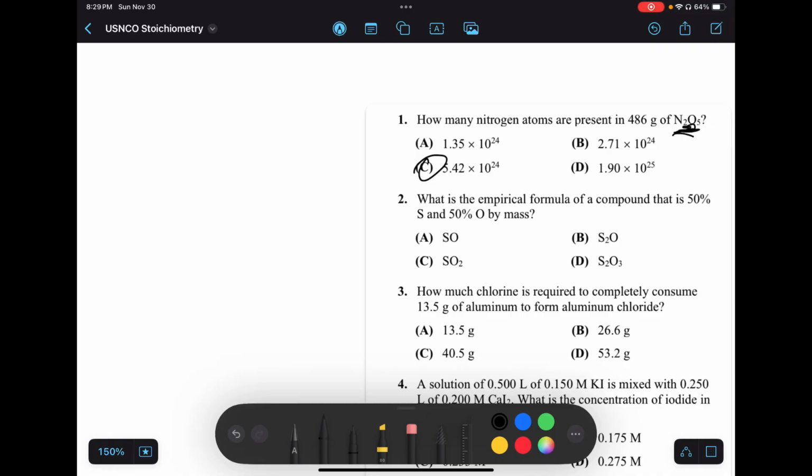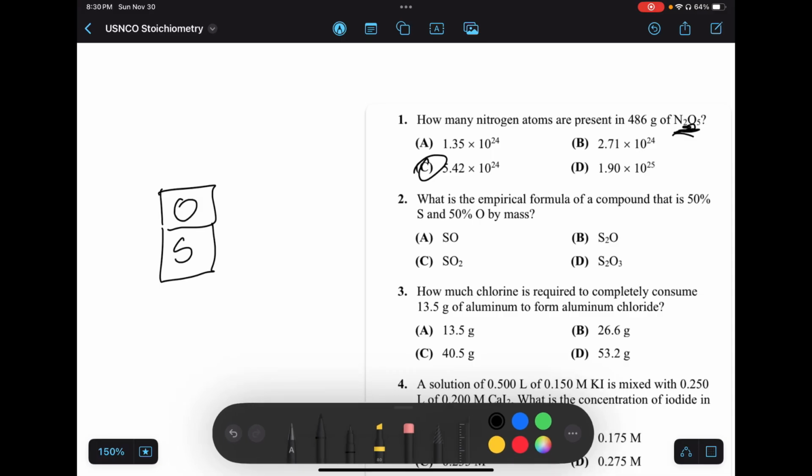Okay, what is the empirical formula of a compound that is 50% sulfur and 50% oxygen by mass? So you actually don't need to do the math unless you really want to check your answer. But what I'd like to do is, if you look on the periodic table, it's a shortcut. Oxygen is right above sulfur. So sulfur is right below oxygen. And that's because they're in the same group, so they have similar properties.